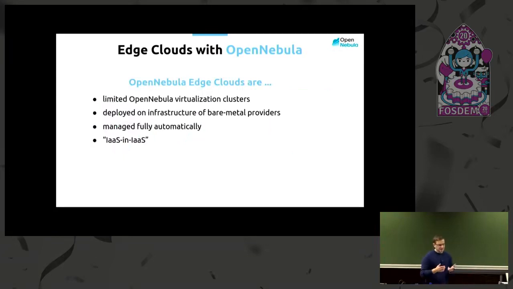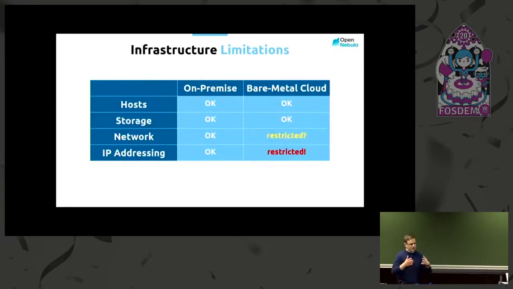So to summarize, the OpenNebula edge clouds are just limited OpenNebula virtualization clusters you might be running already on premises. They are deployed on infrastructure of some third party. They are managed fully automatically, and I've introduced this kind of buzzword, infrastructure service in infrastructure service. Because when you are running a virtualization cluster on premises, everything is kind of okay for you. You have hosts under full control, you have storage, you have network, and choose your addresses.